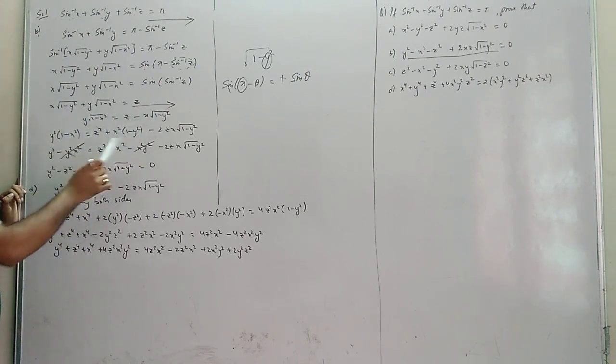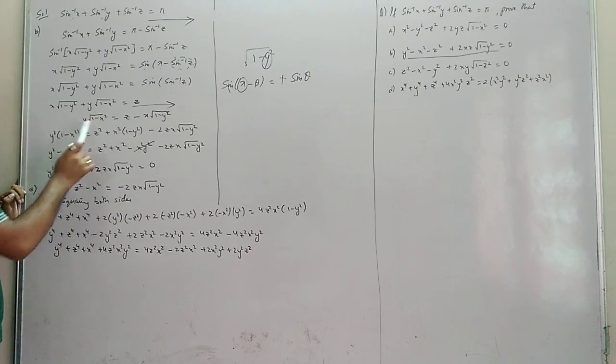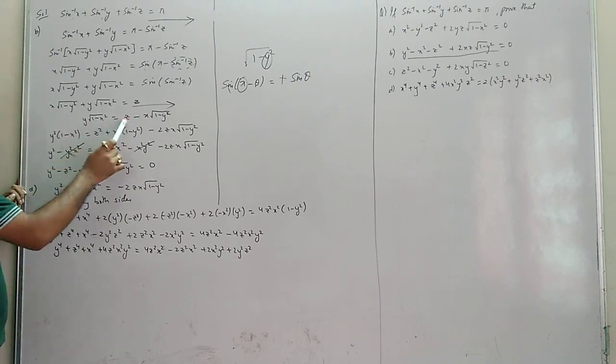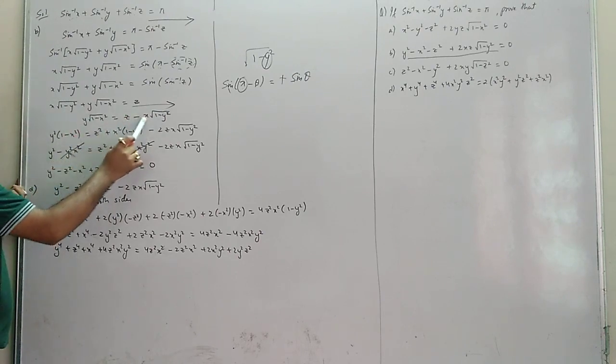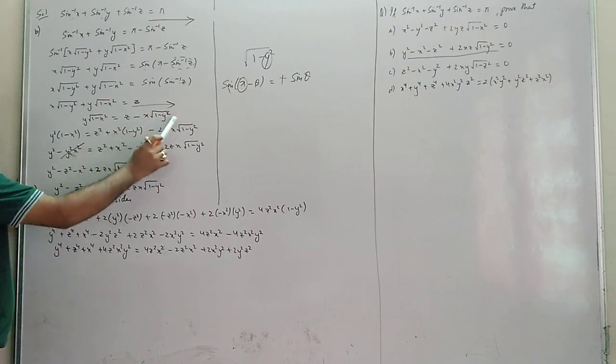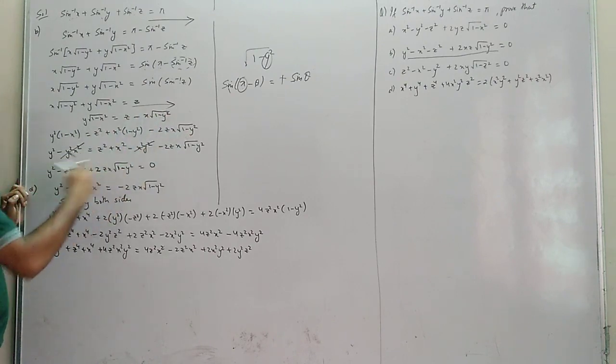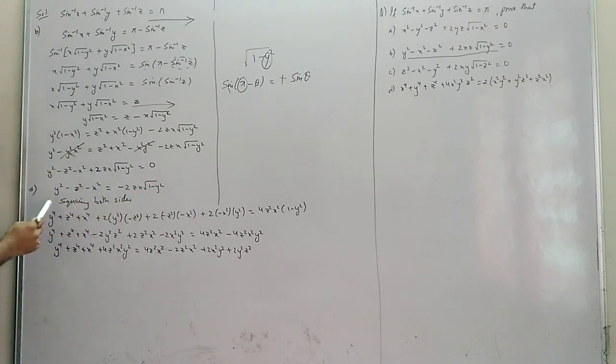Now do the whole square. Okay, y square under root will go, 1 minus x square. Here we will have a minus b whole square, a square plus b square minus 2ab. Okay, solve it, you will get the answer. Okay, shift everything, you will get the answer.